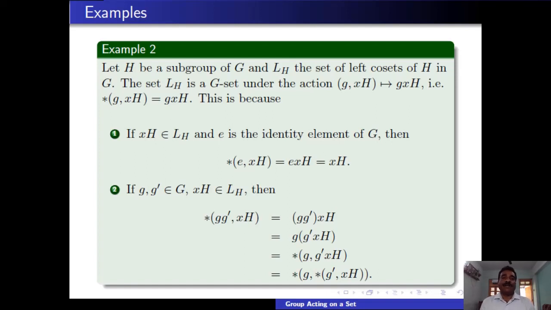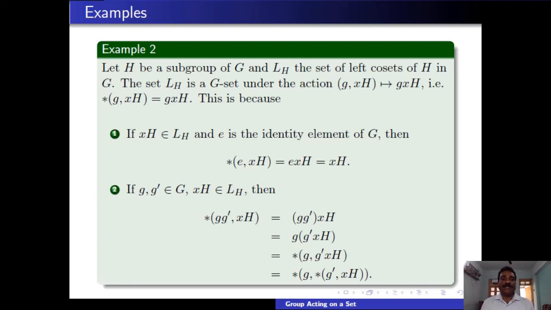So we define star from G cross X to X by star of (G, xH) is equal to gxH. We'll check whether this one is a group action on X, which is equal to G/H, that means the set of all left cosets of H in G. For that we need the identity element of G, e, and one element of X. Let us take it as xH.